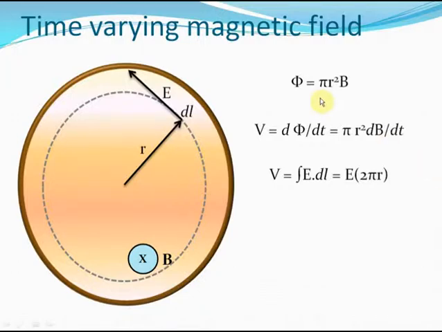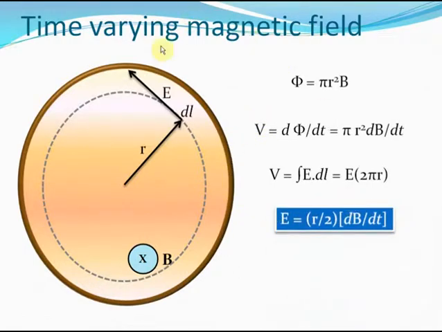Since E and dl are in the same direction, E into 2 pi r will be V. Or you can say that the value of the net electric field inside this loop will be r by 2 into dB by dt. So we have determined this expression for the electric field inside this wire. Understood? Now what do we want to do?